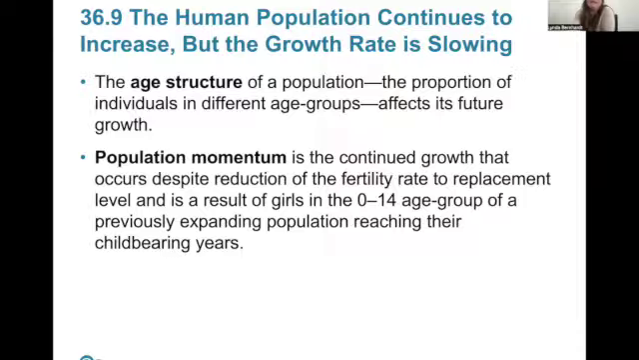Age structure of a population is the proportion of individuals in the different age groups. And this affects the future growth. And we've got some charts coming on this in a second. Population momentum, continued growth rate that occurs despite the reduction of the fertility rate. So result of girls in the 0 to 14 age group of a previously expanding population reaching their childbearing years. So even if you have stopped having kids for a period of time, the ones you did have are eventually going to reach maturity and then have kids of their own.